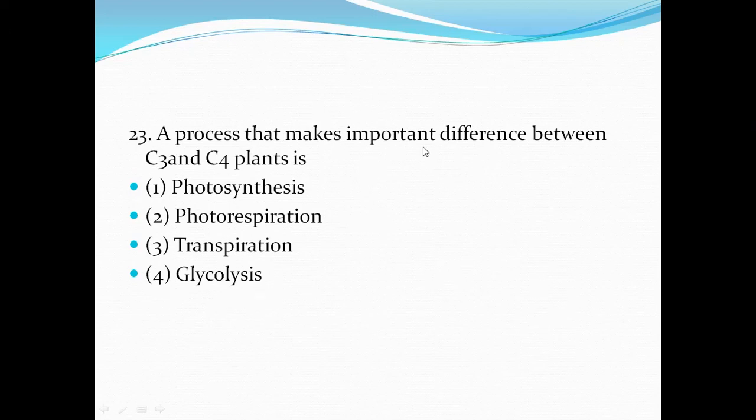A process that marks an important difference between C3 and C4 plants: the answer here is photorespiration. C4 plants don't show or show little photorespiration, but C3 plants show more photorespiration. Photorespiration is a wasteful process. It occurs most commonly in C3 plants. It is usually absent in C4 plants. So this is the important difference.